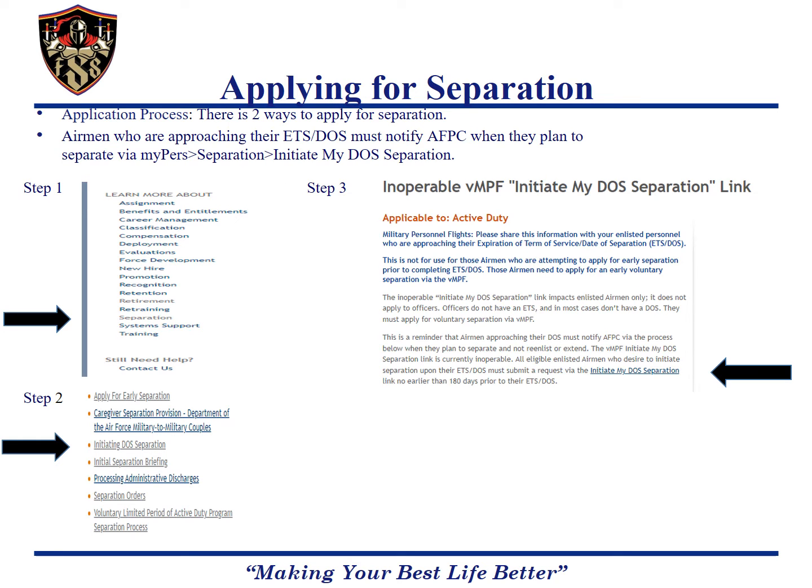Applying for separation. Application process. There are two ways to apply for separation. Airmen who are approaching their ETS/DOS must notify AFPC when they plan to separate via MyPERS. Once you get to MyPERS, you'll click on Separation on the bottom left, and then on the next page, you'll click on Initiate My DOS Separation.